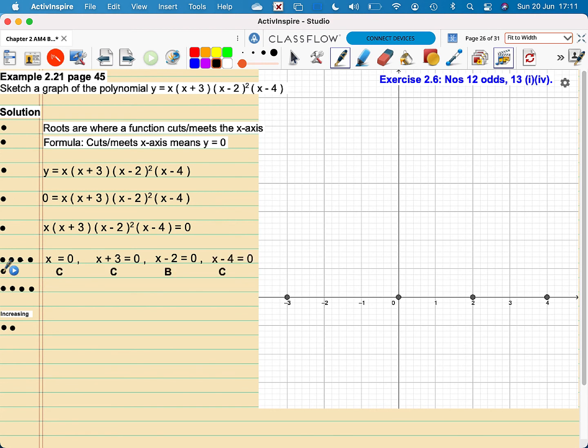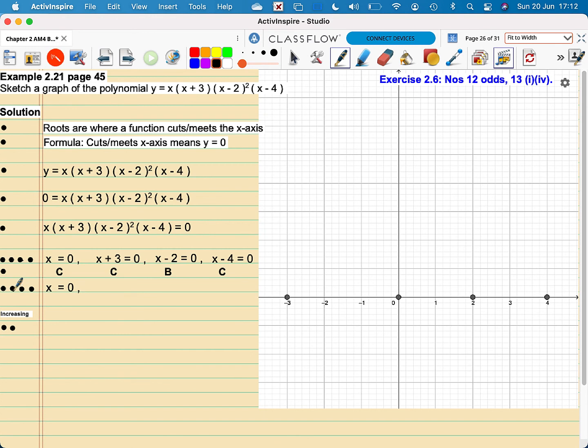What do we know? Well, we know that there's only one of these because the power is 1, so we know it's a cut. There's only one of these because the power is equal to 1, so we know it's a cut. We know the power is 2. It's an even number of roots, so we know that this x equals 2 is going to create a bounce situation. There's 2 factors, there must be 2 roots, therefore it must be a bounce. There's only one factor for x minus 4, so therefore there's only one root, it must be a cut.